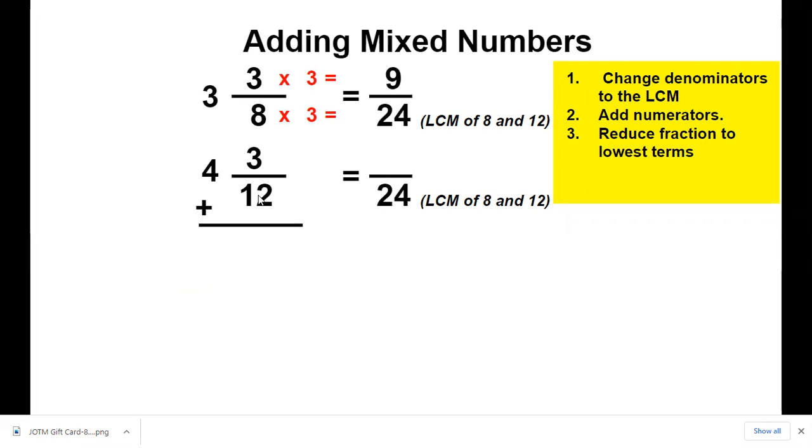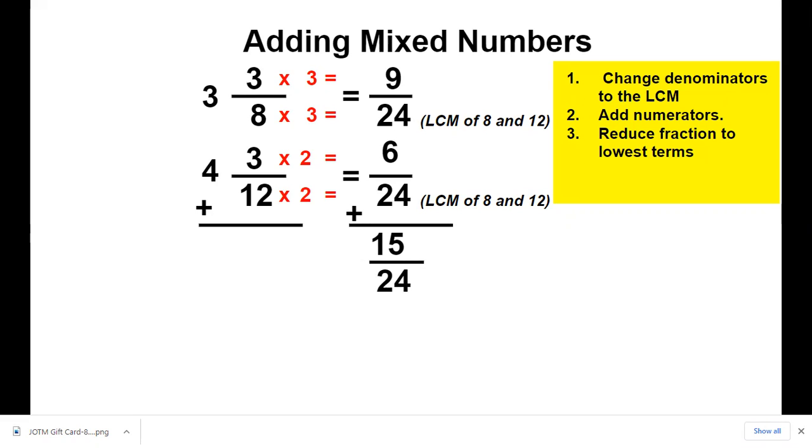Then we say 12 times what gives me 24? Well, times 2. So we times the 3 by a 2. And by the way, it's a good idea to write these here because it's really easy to mix this up. You might be saying, oh, I multiplied by 3, so I'm going to multiply by 3 here, and that's wrong, right? So you want to just write your little numbers there. So 3 times 2 is 6. Now we add 9 plus 6. That gives us 15/24.